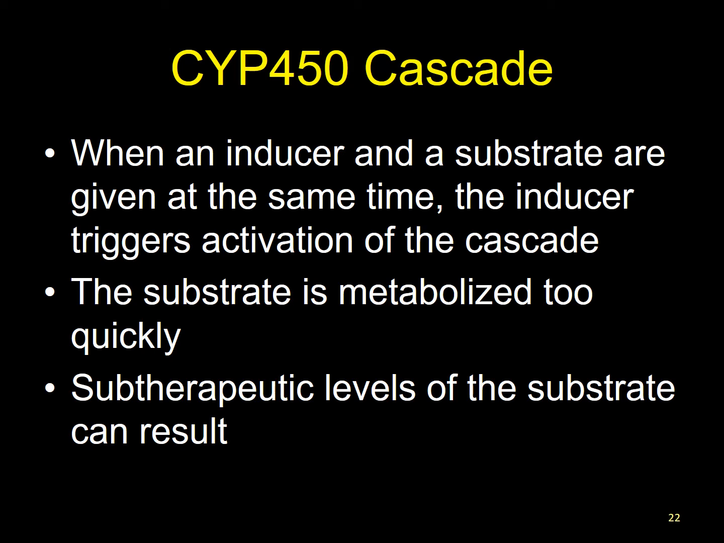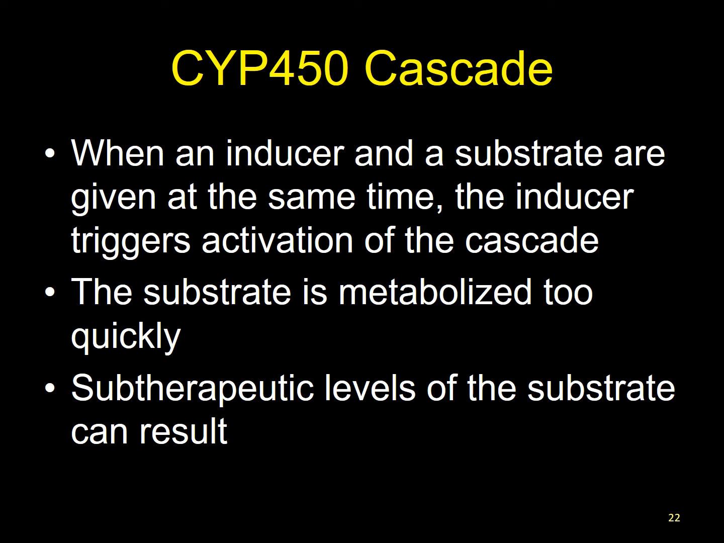On the other hand, some medications are inducers of cytochrome P450. So if you give one drug that is a substrate and it uses this pathway to be metabolized and another drug that is an inducer, then the inducer actually cranks up the cascade. The drug that is the substrate is going to be metabolized too fast. It doesn't get a chance to develop therapeutic levels, and you wind up with subtherapeutic levels of the substrate drug. The drug just can't do its job.